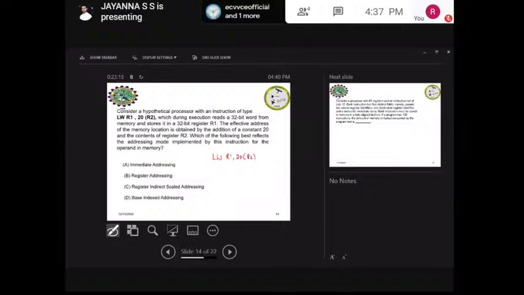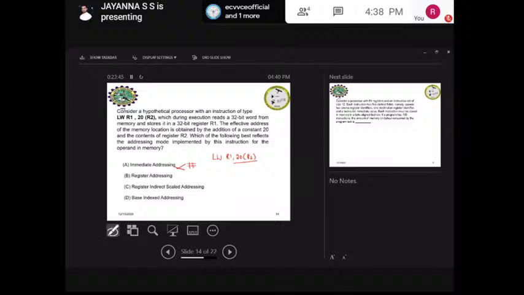Here LW stands for load a word. We have to identify which type of addressing mode it is. LW R1, 20(R2). If we consider the 4 options, the first option is immediate addressing mode. Obviously, it is not immediate addressing mode, because in immediate addressing mode, the source operand should be mentioned by using the symbol hash. So this is not immediate addressing mode.